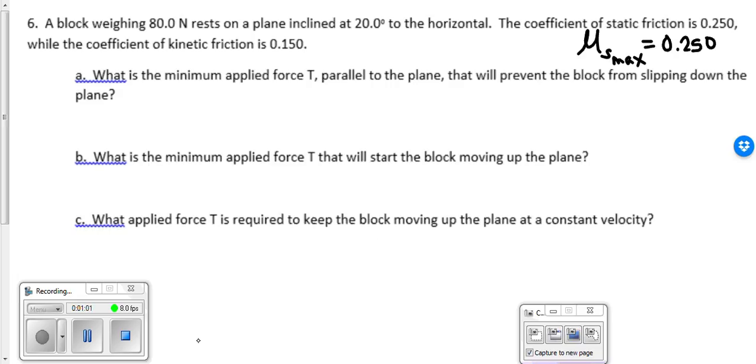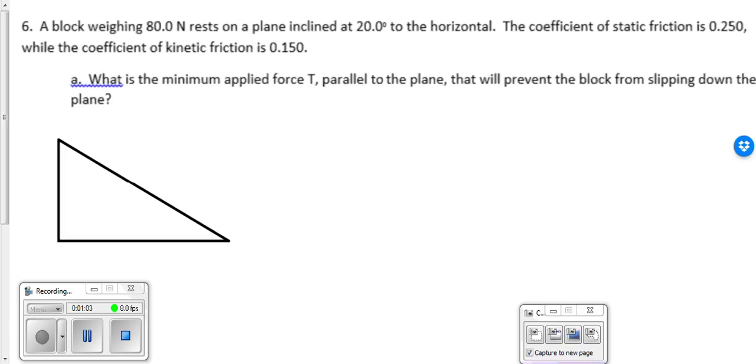All right, so what we're going to do for part A is start with a force diagram, and we're going to determine why we need the applied force T. Okay, so I'll just say my block is right here. Here's our little block. And I'm horrible at drawing arrows, so I have to draw my own.